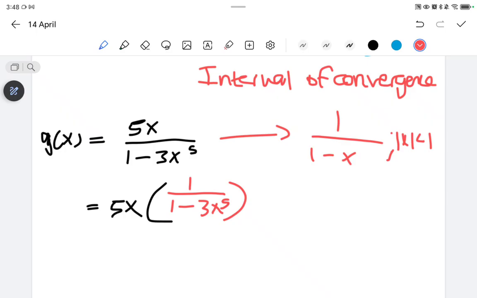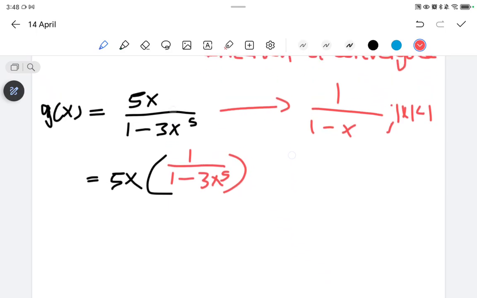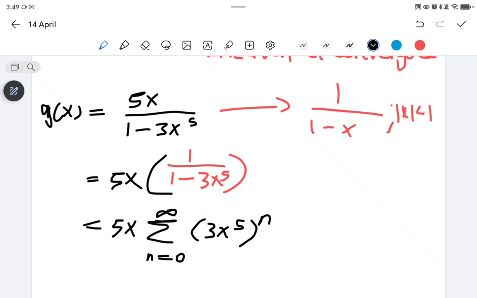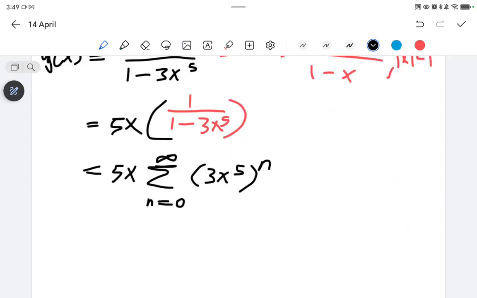Do you agree? So this would be 5x times the summation from n equals 0 to infinity of 3x to the 5 to the power n. After putting it in that format, you must write provided that the absolute value of 3x to the 5 is less than 1. So now from here we can simplify this.